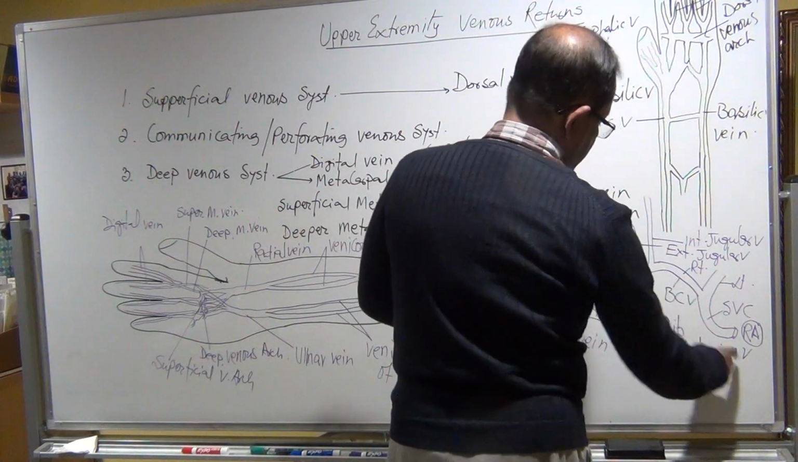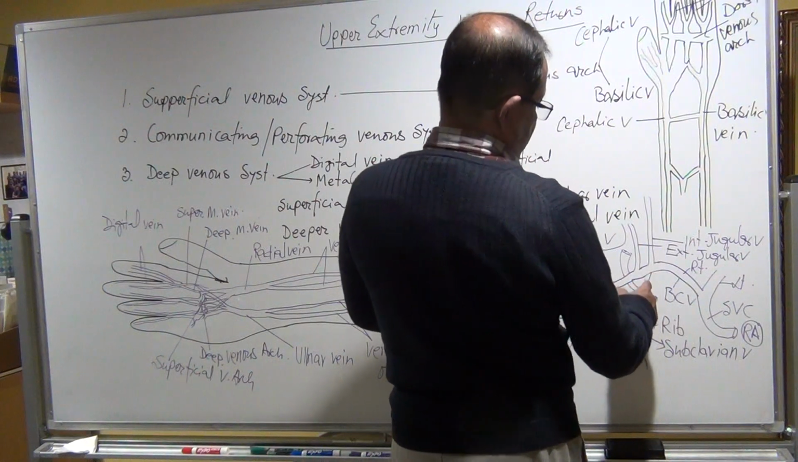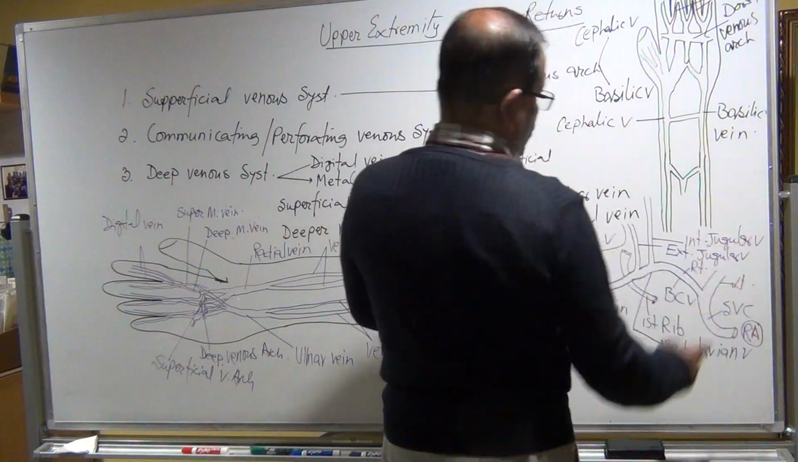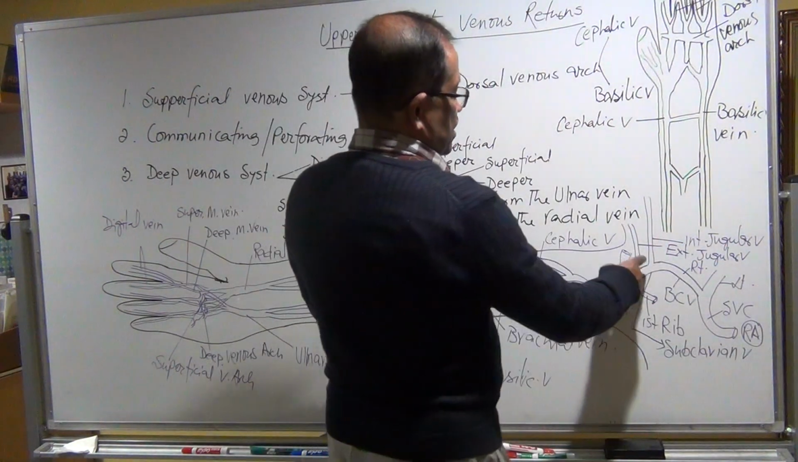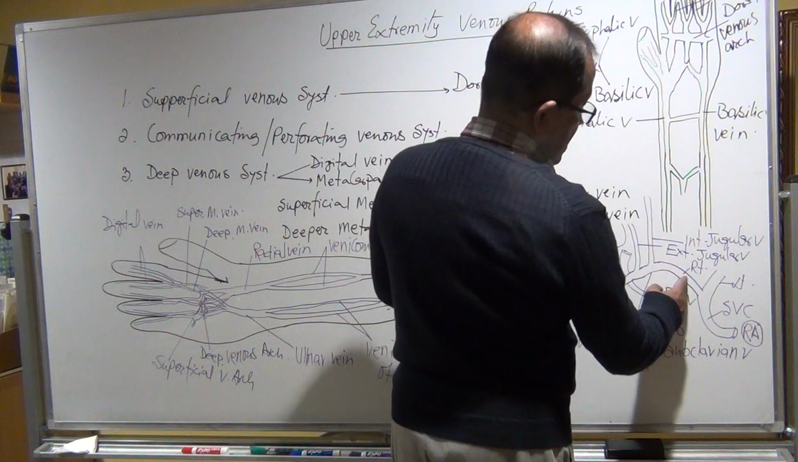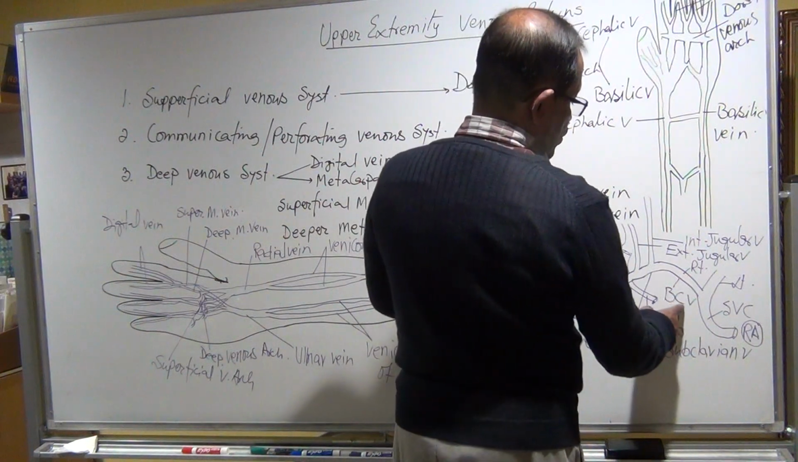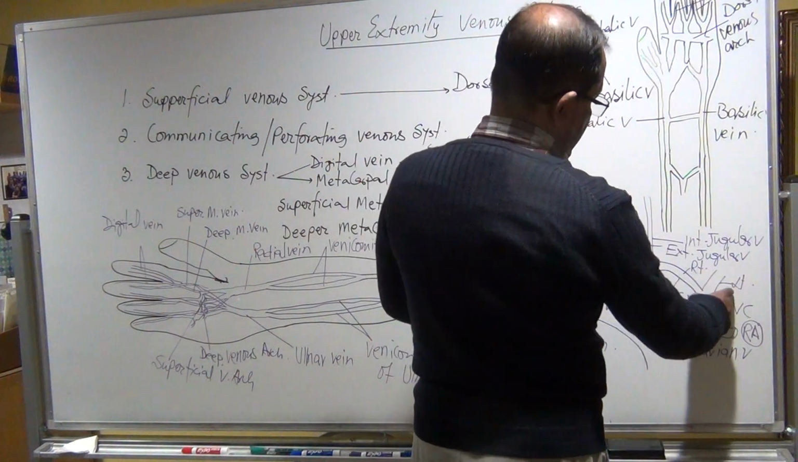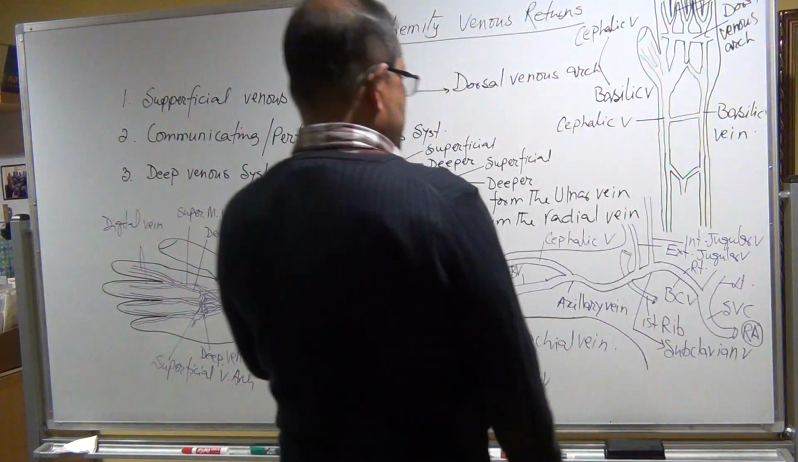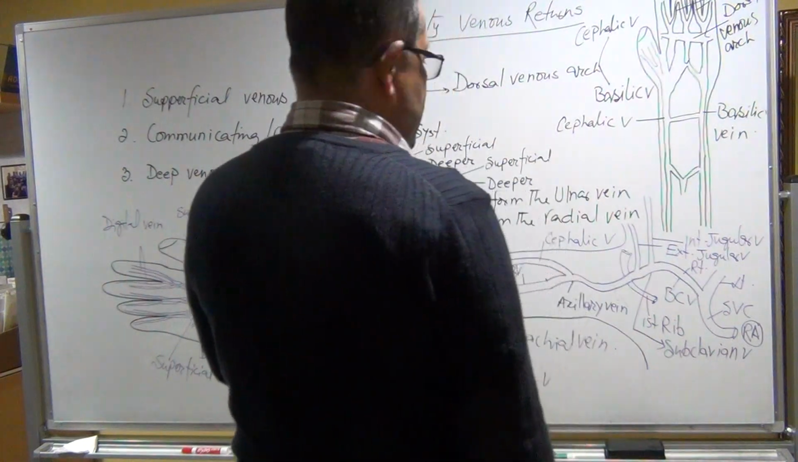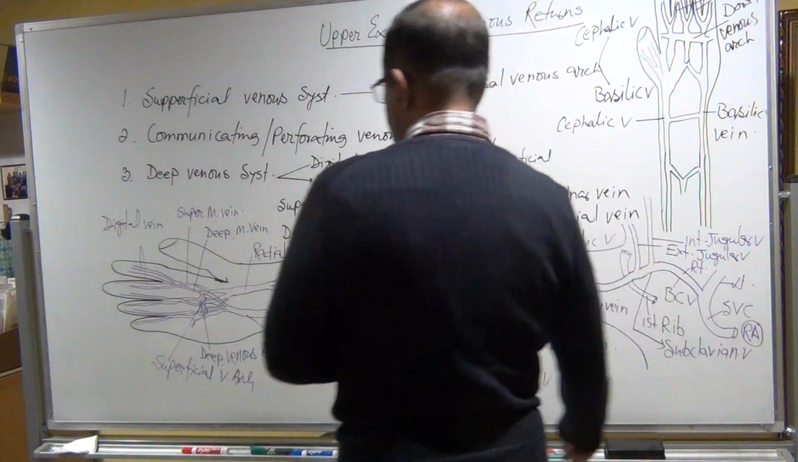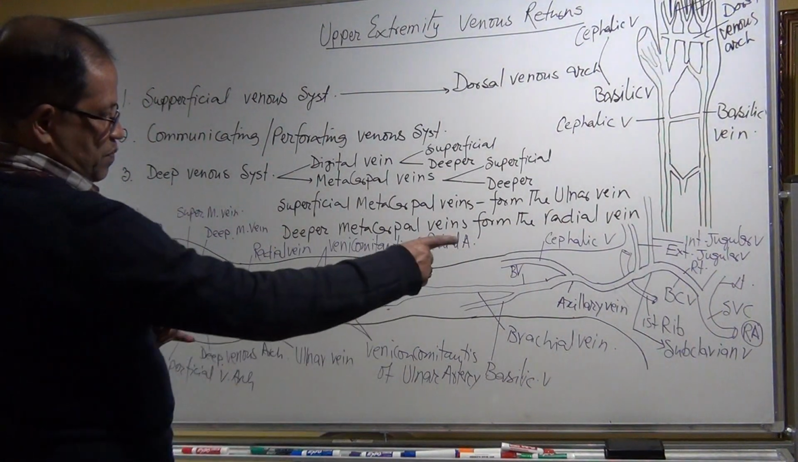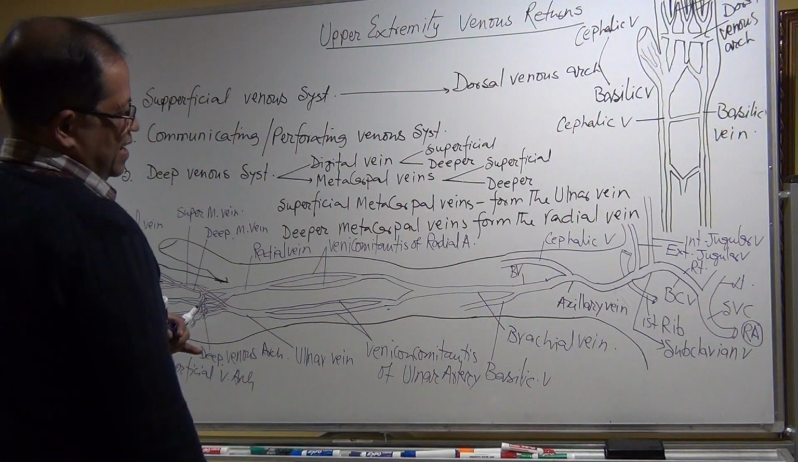Okay, subclavian vein. And this subclavian vein receives blood from the external jugular vein and the internal jugular vein. After the internal jugular vein, its name is Brachiocephalic vein on the right side. Then it joins with the left brachiocephalic vein and forms the superior vena cava. Superior vena cava drains blood into the right atrium.